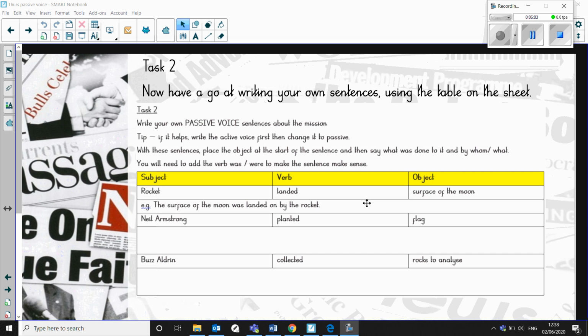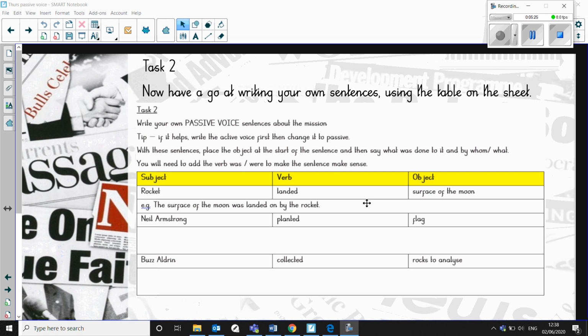But if we want to change that to the passive voice, we need to put the object first, and we need to add a determiner before that. So the surface of the moon was landed on by the rocket. Okay, so we've got additional words in that sentence to make sure that it actually makes sense. It's not just a cluster of words.